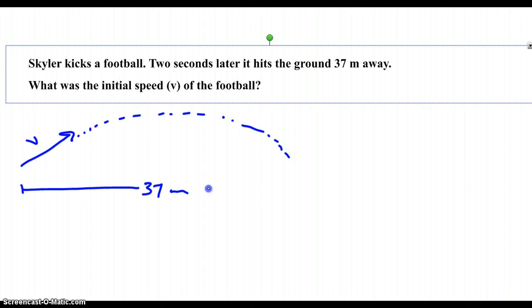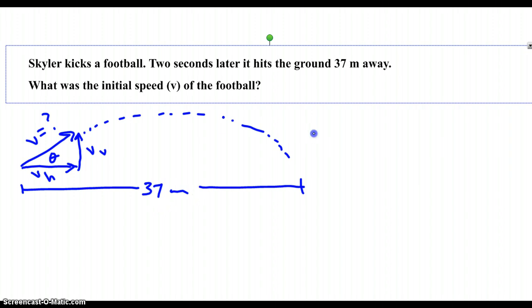So horizontally, the football travels 37 meters. The question is, what was the initial speed? What was the velocity that the ball was kicked at? Remember that this velocity will be at some angle above the ground. Also remember that any velocity vector here can be broken down into 2 components: a vertical speed and a horizontal speed with which the football is going up into the air. What was the initial speed of the ball?